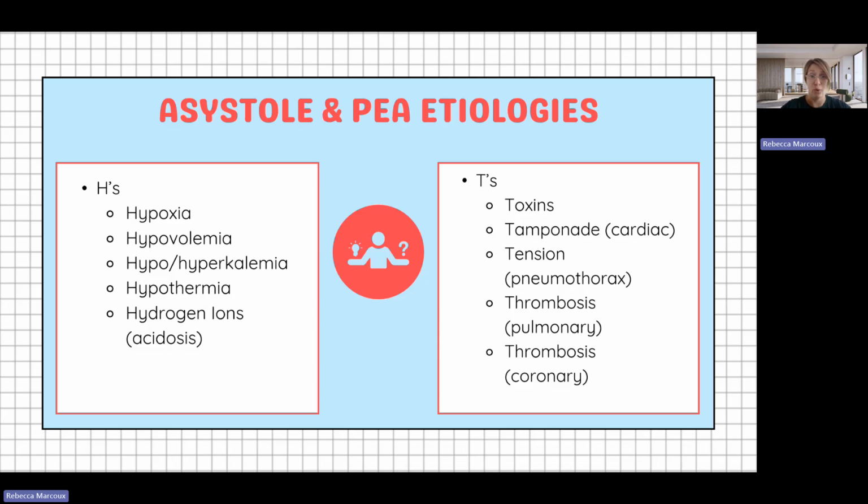The thing that I want us to focus on the most when we're thinking about our arrests are H's and T's, which are known as our reversible causes of cardiac arrest. So H's, we have our hypoxia, hypovolemia, hypo or hyperkalemia, hypothermia. We have our hydrogen ions or acidosis. T's, we can have toxins, cardiac tamponade, a tension pneumo, or a pulmonary or coronary thrombus. These are all things that we might be able to help fix during the code situation to help get the patient back.